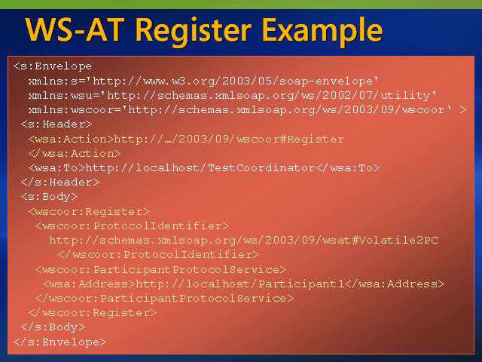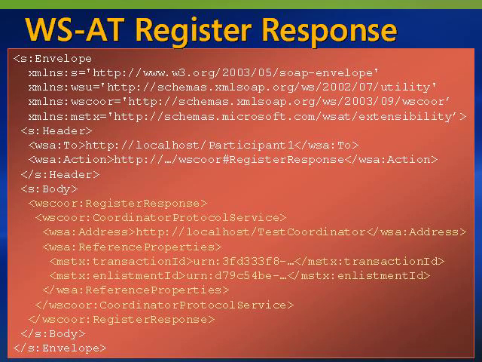I am getting back in my register response an endpoint reference. This coordinator protocol service is of type EPR. It has an address. It has reference properties. I have a transaction ID and an enlistment ID. Now notice the namespaces for this are these MSTX things. That's a Microsoft namespace. That's okay. The IBM transaction monitor does not need to know anything about what these things are. All they know is to put those back in the messages that they send back to me. Right? So I get register response.